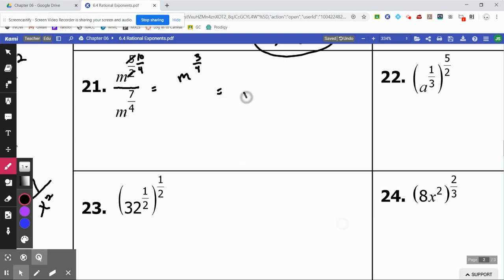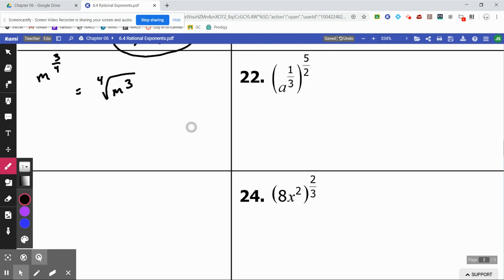We're going to write that back as a radical. That's a fourth root of m to the 3rd power.